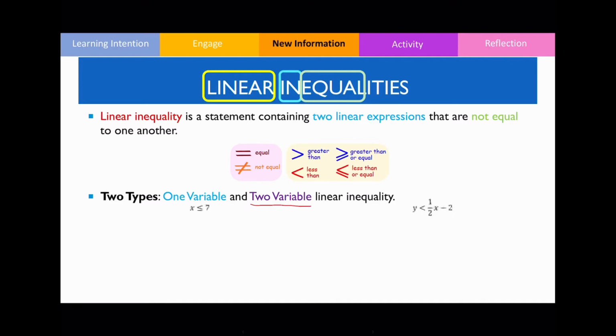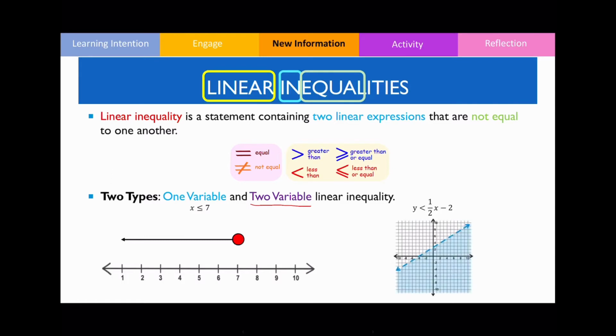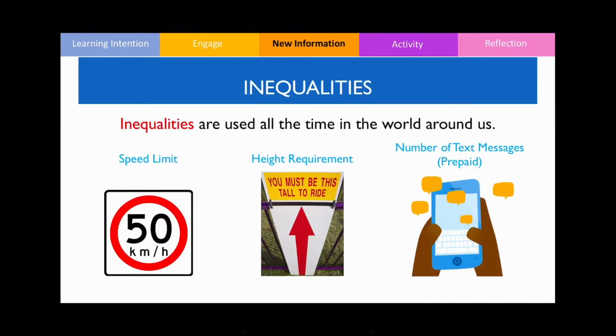And if you were to graph each of these, they produce very different types of graph. For a one variable linear inequality, the way you'd graph this is through a number line, so it's one-dimensional. Whereas for a two variable linear inequality, you're going to be plotting this on a Cartesian plane, and this will produce a straight line, and you're going to have to shade relevant areas, but you don't have to worry about that at all.